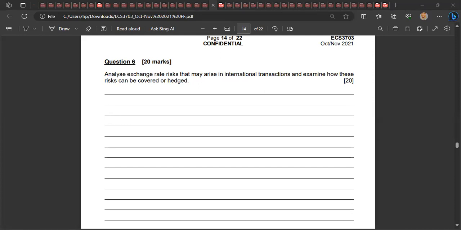For instance, right now the rand has been falling, right? So if we have a company based in the United States, and that company is a subsidiary of our company, and our head office is here, what happens if the rand is depreciating against the dollar? The effect on the financial statements would be that the company is going to appear a little bit more profitable, right?